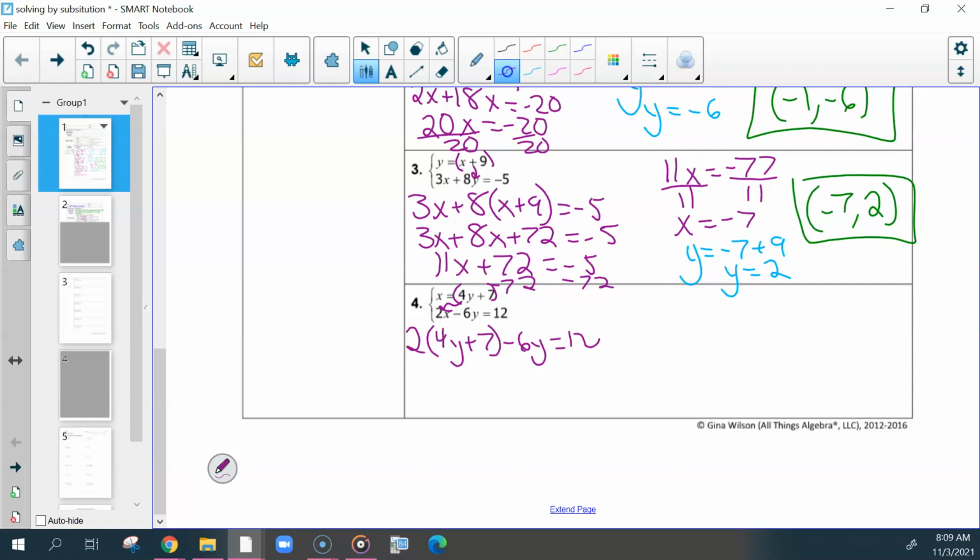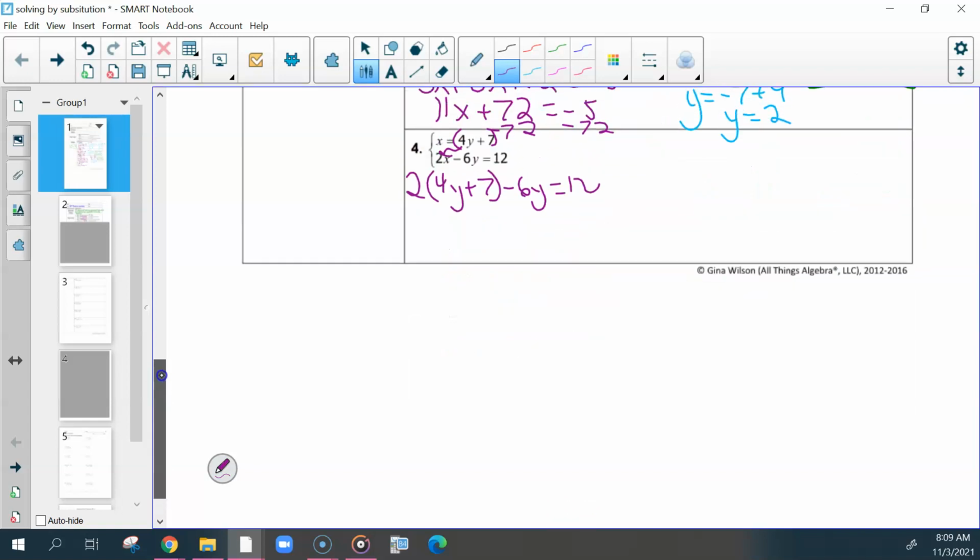Because I started with an x equals, I put that in. I'm now going to be solving for y, and then I have to go back and find x. So this would become 8y plus 14 minus 6y equals 12. Combine your like terms. It would just be 8 minus 6, so 2y. And then we can solve for y from there.